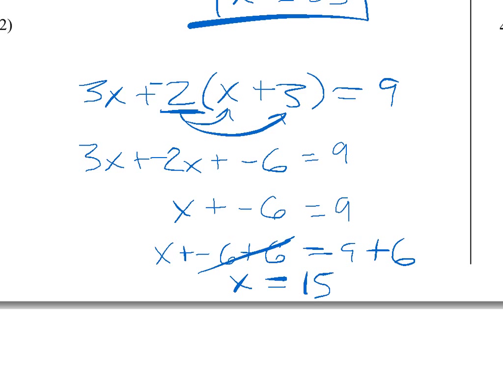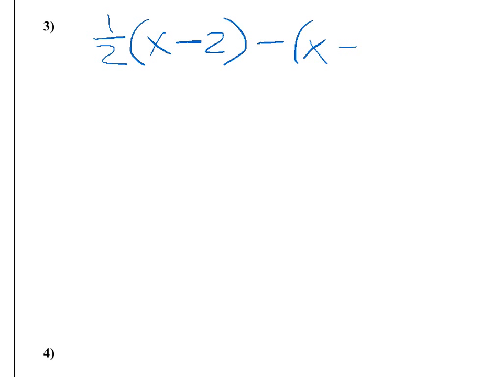Awesome. Because I believe in you so much, I am going to only pick one more problem, but it's going to be a tricky one. One half times x minus 2 minus x minus 3 is equal to, Jacqueline? 14.